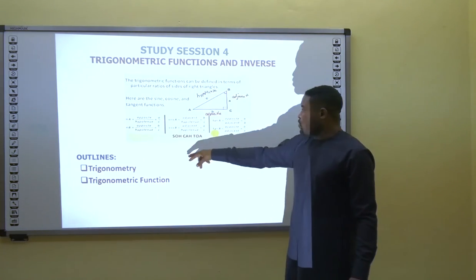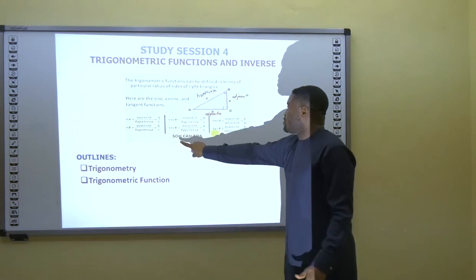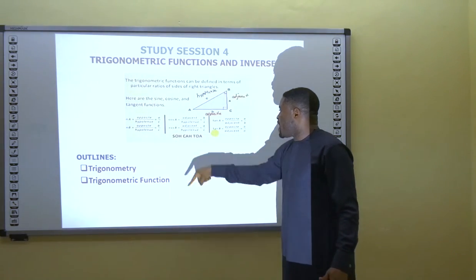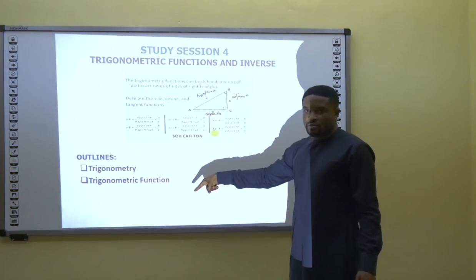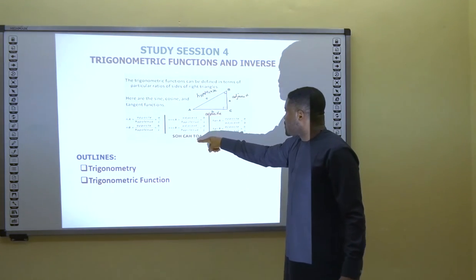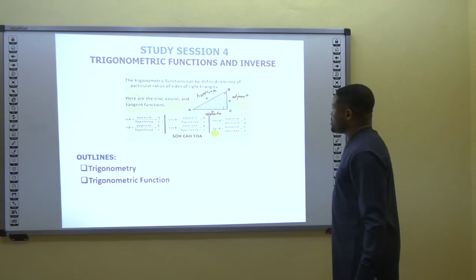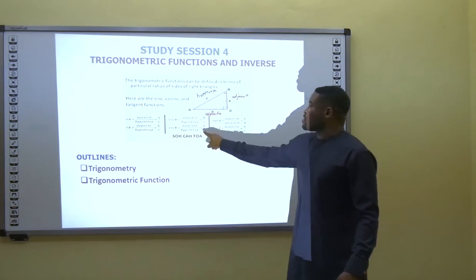So some people call it SOHCAHTOA. Some people in Nigeria will call it SOHCAHTOA. So SOHCAHTOA means sine opposite over hypotenuse. This one means cos adjacent over hypotenuse. And this one means tangent opposite over adjacent. So this is what you just use to remember this formula.